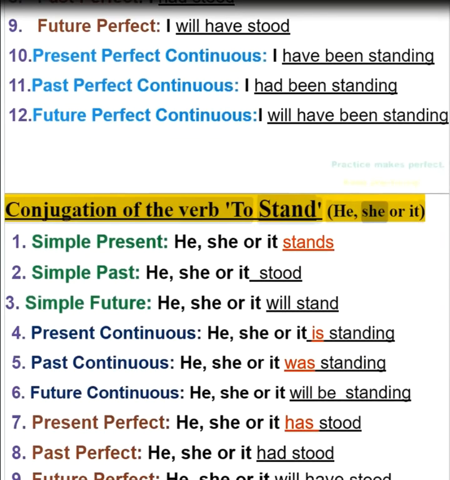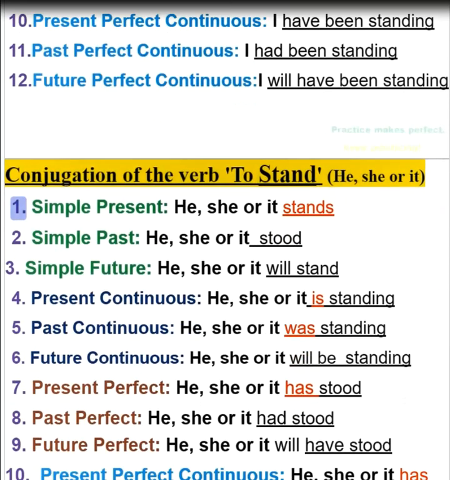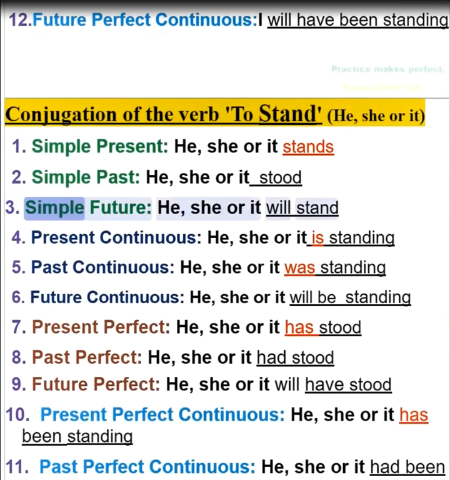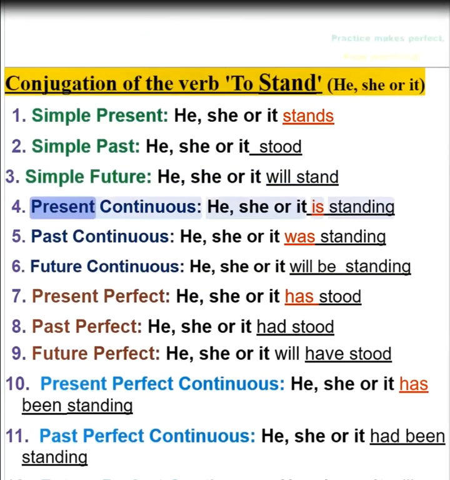He, she or it. 1. Simple present. He, she or it stands. 2. Simple past. He, she or it stood. 3. Simple future. He, she or it will stand. 4. Present continuous. He, she or it is standing.